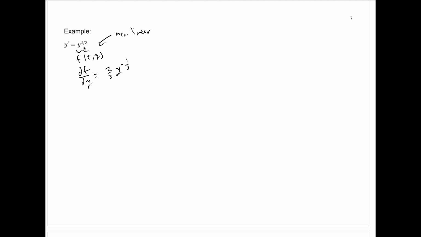You can see easily that f itself, y to the 2/3, is always continuous. df dy is always continuous, except when y equals 0. So if we ask where are both continuous, these are both continuous.